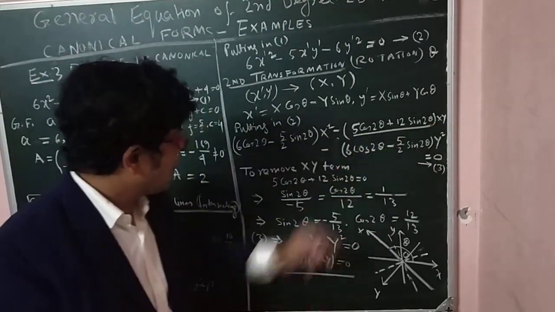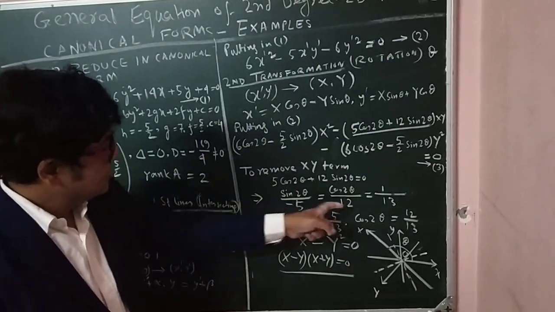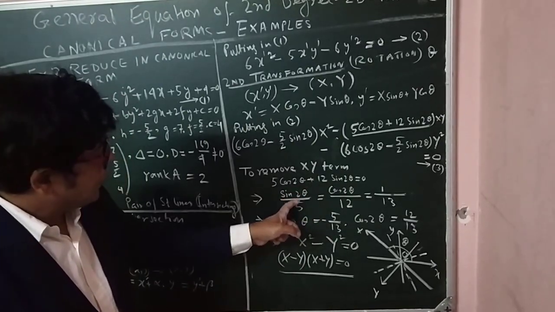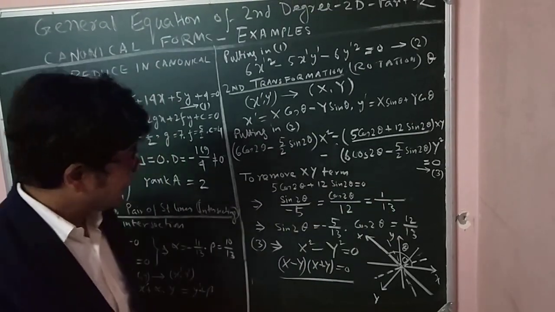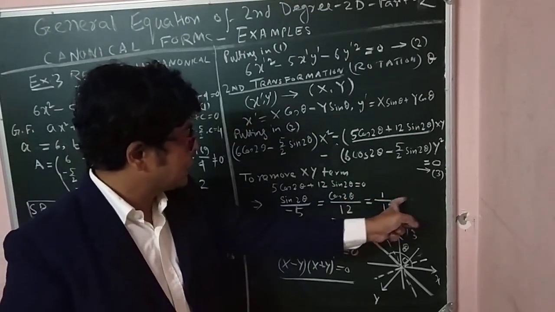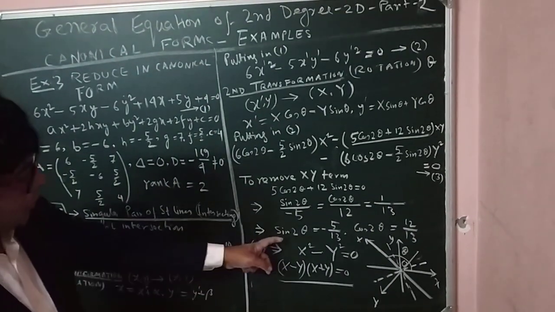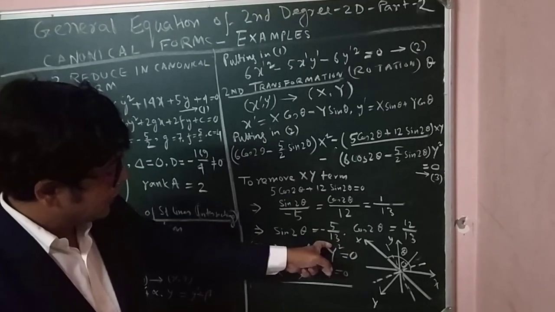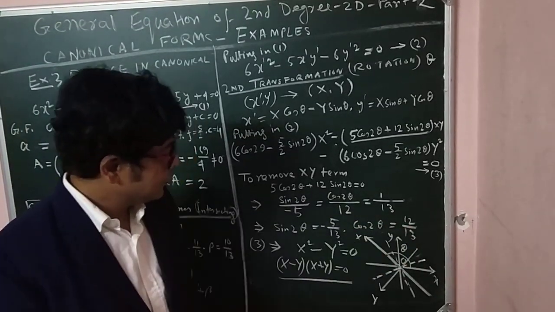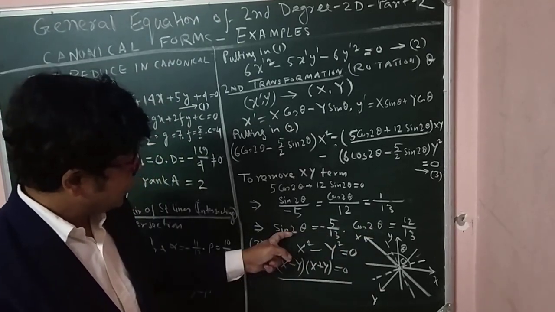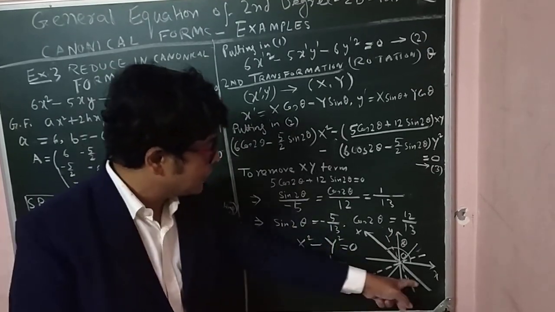To remove the xy term, we put this equal to 0. So sin 2 theta by minus 5, cos 2 theta by 12 equals 1 by 13, that is, root over cos square 2 theta plus sin square 2 theta by root over minus 5 square plus 12 square. So we obtain sin 2 theta equal to minus 5 by 13, cos 2 theta equal to 12 by 13. So cos 2 theta is positive, sin 2 theta is negative. This means that the 2 theta angle lies in the fourth quadrant.